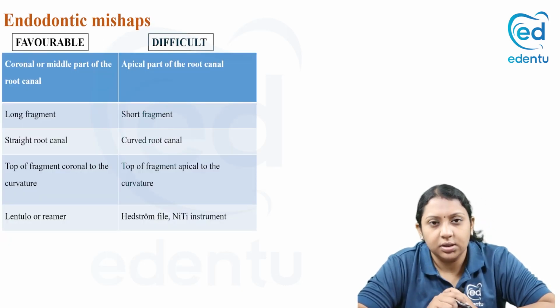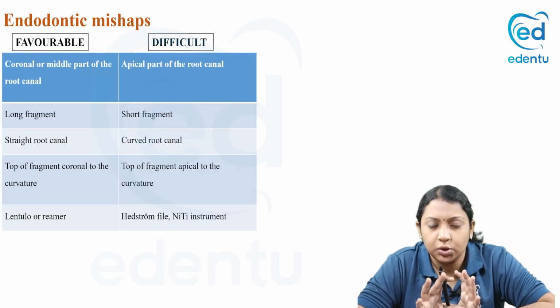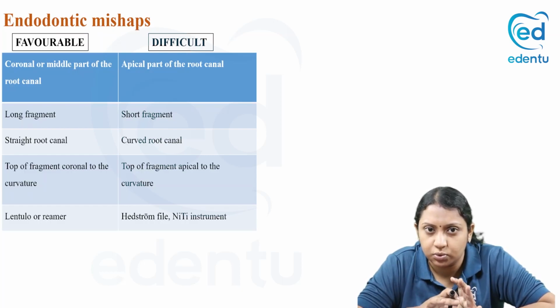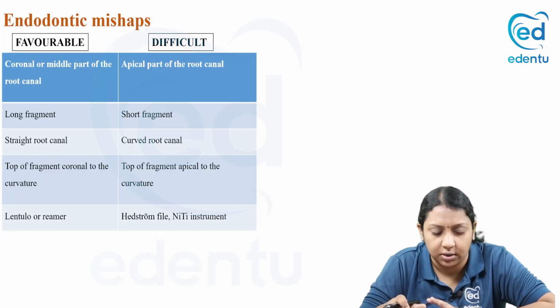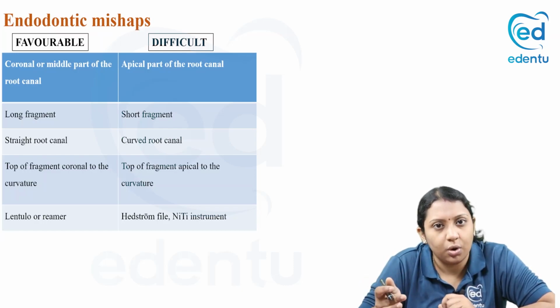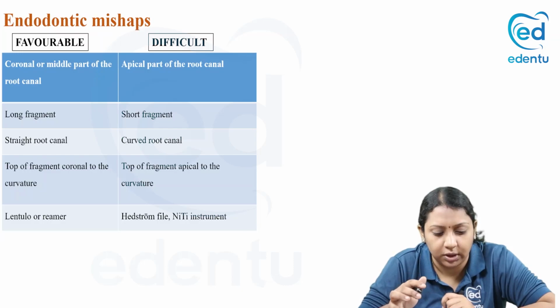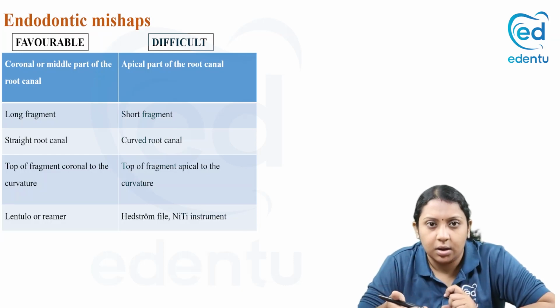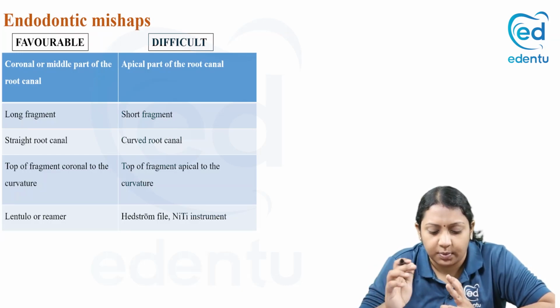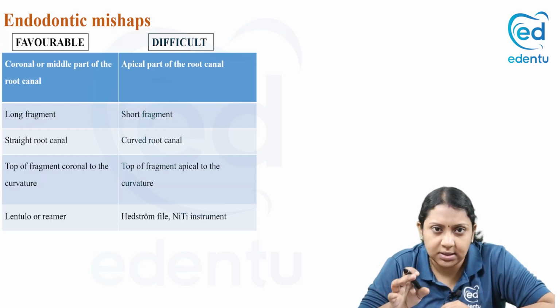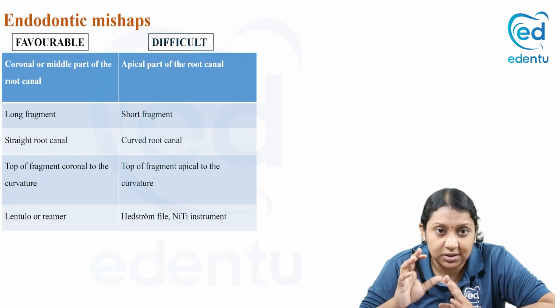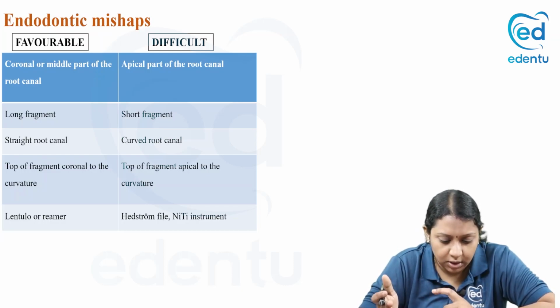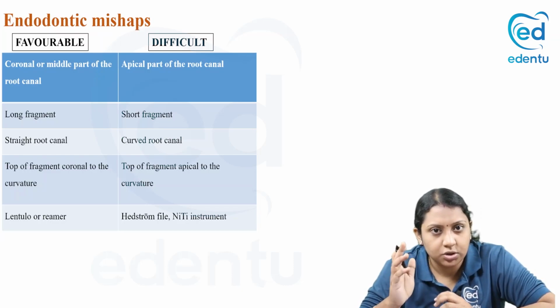Now, this is a table which is showing a favorable prognosis of the tooth with instrument retrieval and something that is having a difficult prognosis. So, if it is in the coronal or in the middle part of the root canal, it is a favorable thing to retrieve the instrument. But if it is in the apical part, it is difficult. If it is a long fragment, it is good. If it is in the straight part of the root canal, it is good. Top of the fragment coronal to the curvature.